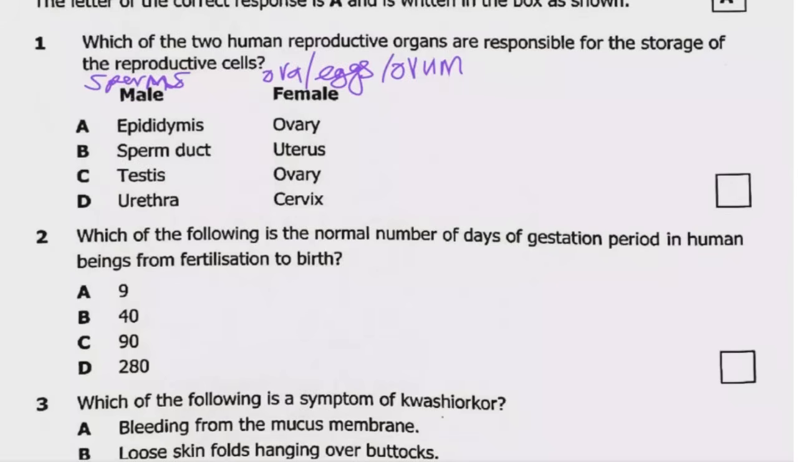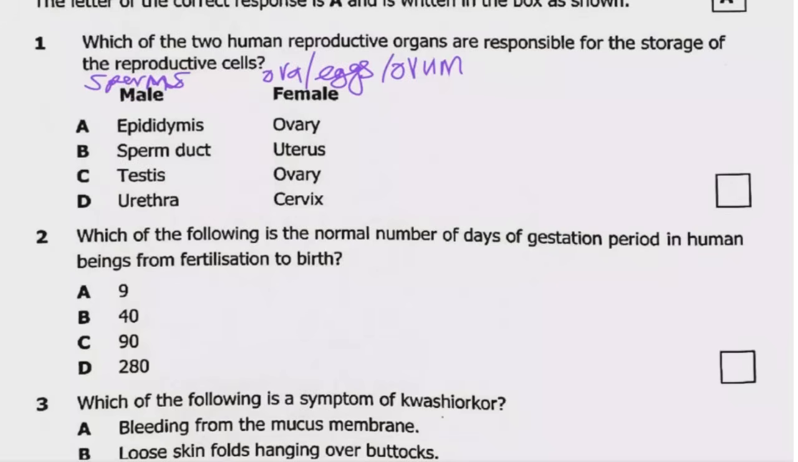This is where the fertilized egg gets implanted. This is where the entire gestation of human beings takes place. The development of the child will spend its gestation period in the uterus. So the uterus is where a fertilized egg gets implanted, and it develops from there.